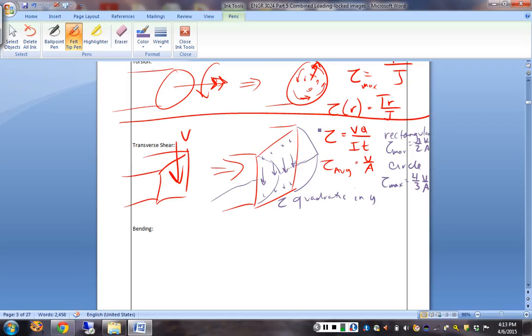So VQ over IT is never wrong for the shear stress at any given location. What is that Q thing? How do I calculate it? Which is more relevant to what you have to do this Thursday. It does. What's the formula?